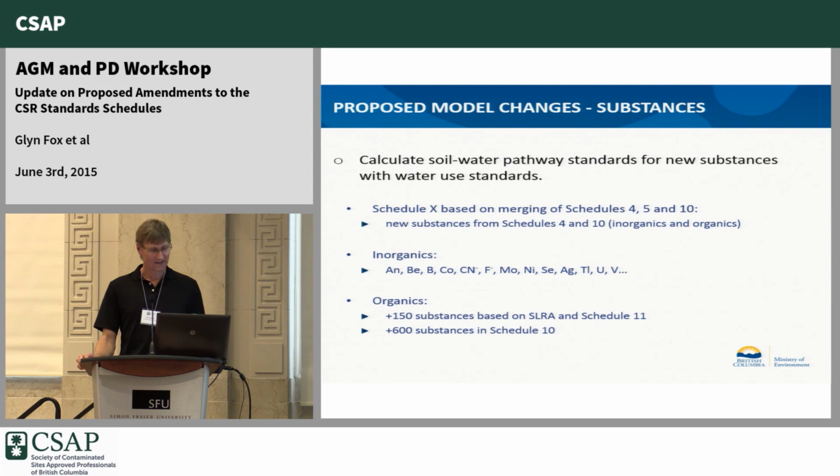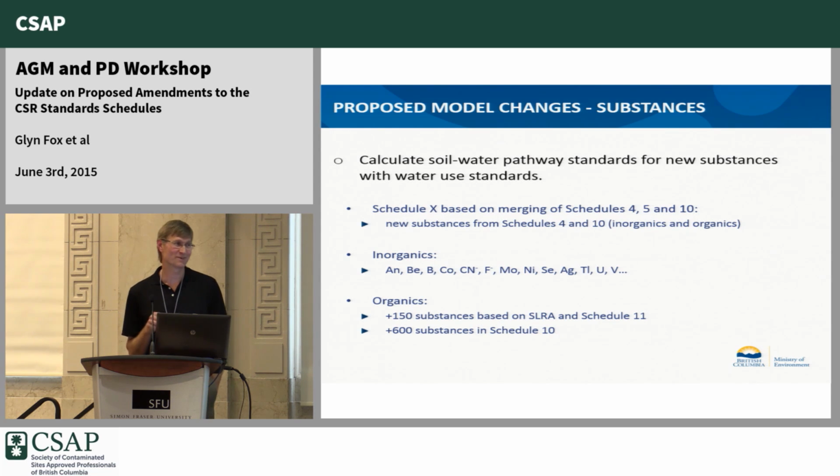On the organic side, because one of our goals is harmonization between all our products: if we look at SLRA, SLRA took substances from SCED 11, and there's 150 substances in SCED 11. If we look to SCED 10, there are drinking water standards for many of those substances. So theoretically, we could bring in about 150 substances that we can calculate at least a DW pathway for. Think about that one for a bit. You could get a lot of schedules, a lot of matrices. Anyway, that's on the books.